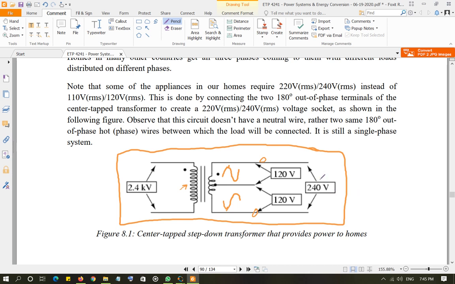So your heavy load basically is connected to the two ends, and it is getting 240 volt. And your regular sockets are between the neutral, which is the center point, and the live line, with 120 volt between the live line and the neutral.